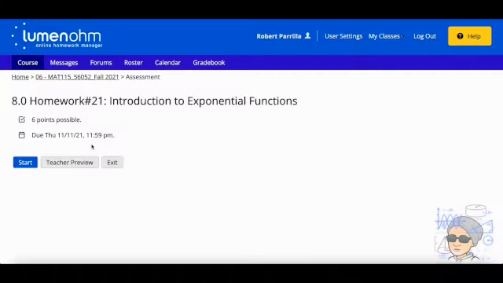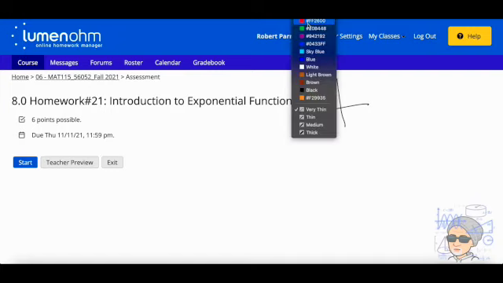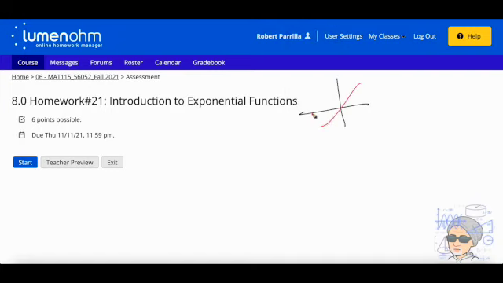Hey, I'm going to start with 8.0 Homework 21, Introduction to Exponential Function. What is an exponential function? Well, you know two functions so far you've really been familiar with. The first one is a linear function. A linear function is a function that has a straight line in some form.